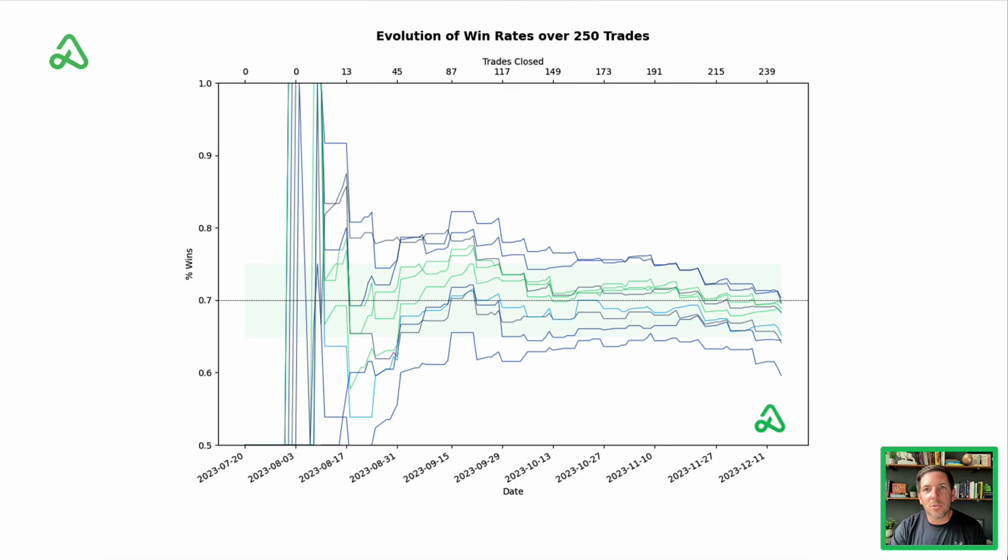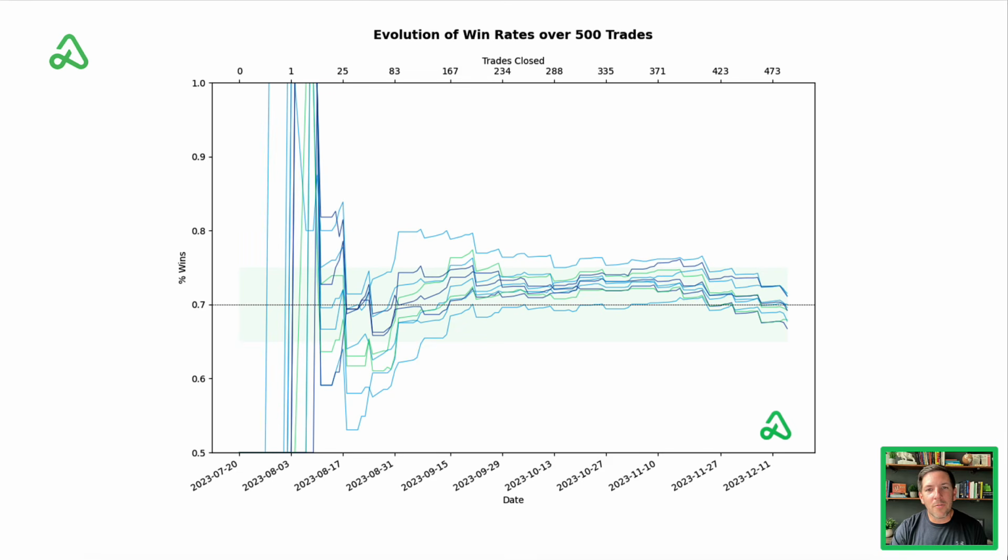Then you go to 250 trades, and you can see it's starting to come together. It's starting to converge on the expected outcome, which is 70% winners. You get to 500 trades, and everything is inside that zone around 70%, but you've got to be able to survive this. You've got to be able to survive those periods where you have big losses, maybe infrequently in your strategy.